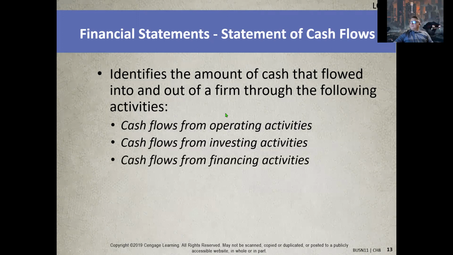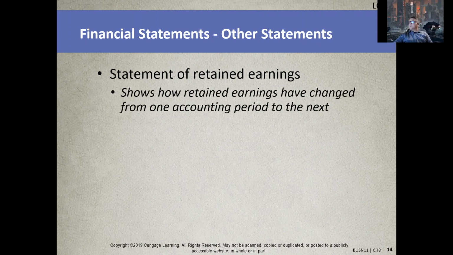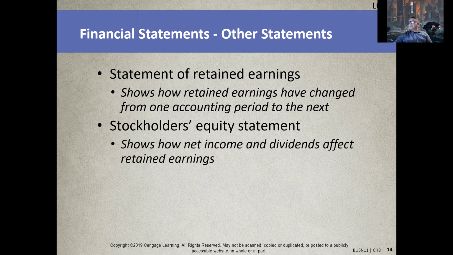Okay, cash flow from financing activities. That's your statement of cash flows. Now, there are other statements here. The statement of retained earnings shows how retained earnings change from one accounting period to the next. The stockholders' equity statement shows how net income and dividends affect retained earnings.